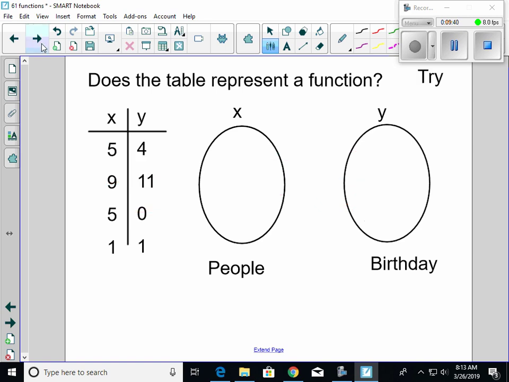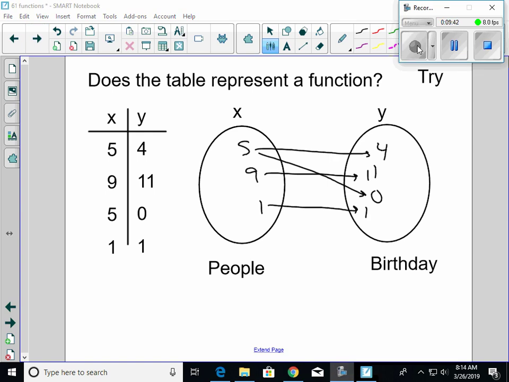Please try this one. And this one, the 5 is split. The x value has 2 different y values, so this is not a function.